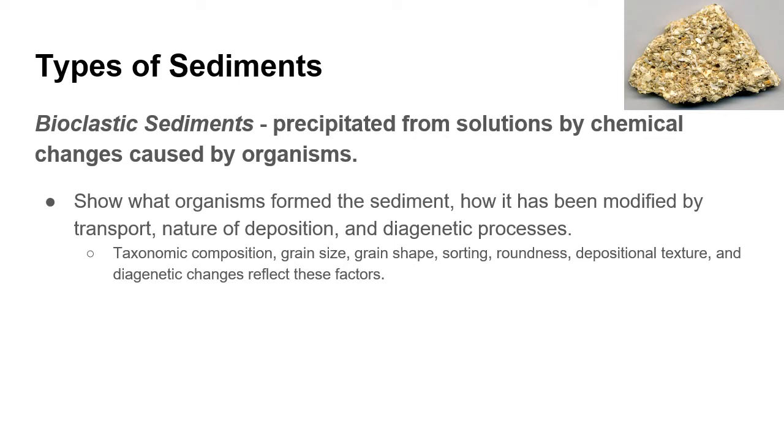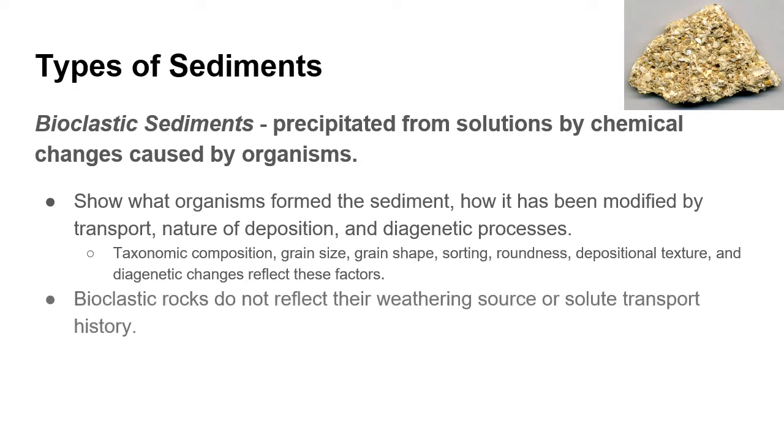So in other words, if you have a coquina that's made predominantly of bivalve shells, it tells you that those were made by bivalves. They also show what type of modification has happened during transport, nature of deposition, and diagenetic processes. So we still get some of that overlap from clastics. However, what types of organisms are making up our bioclastic sediments? The taxonomic composition. We need to keep in mind how that is going to influence grain shape, grain size, sorting, roundness, depositional textures, and diagenetic features.